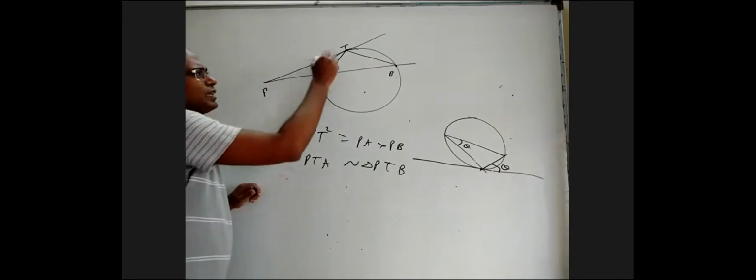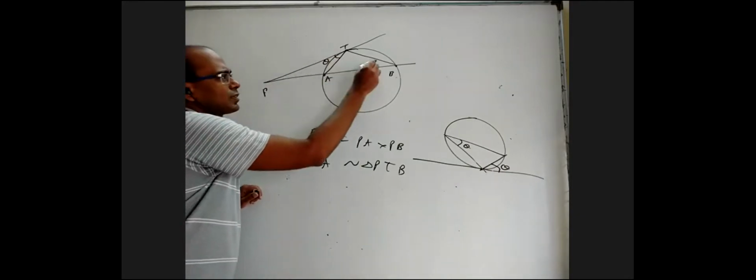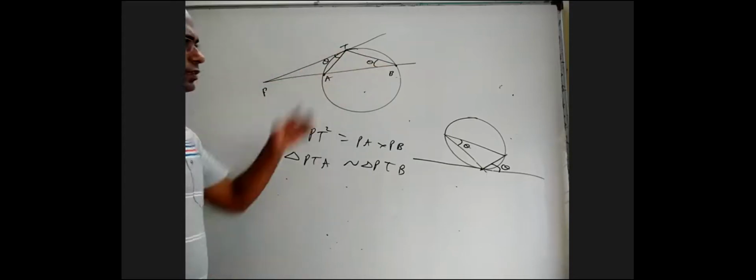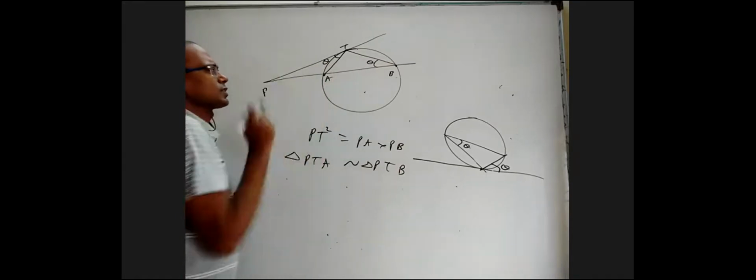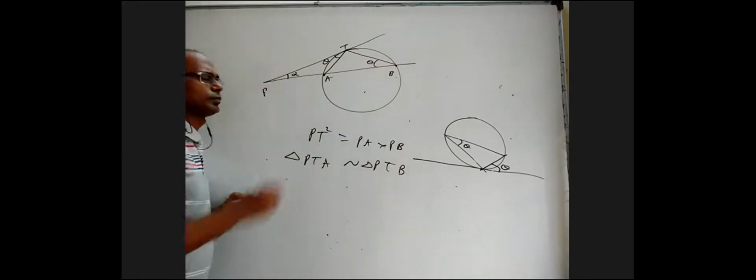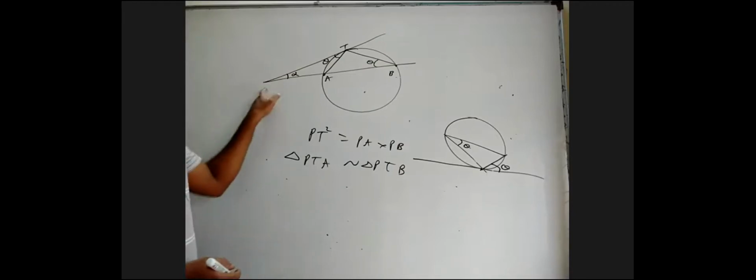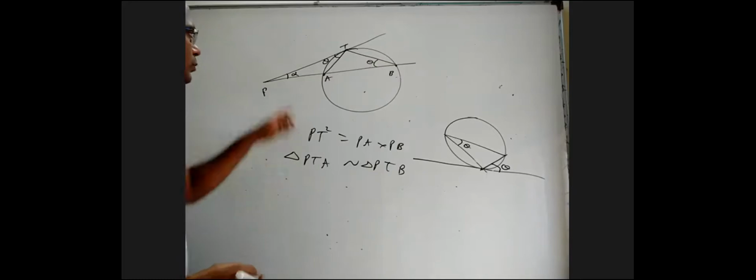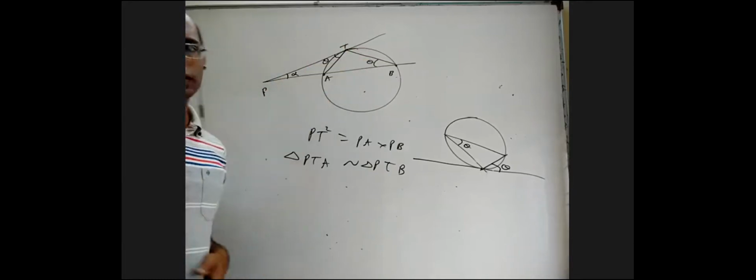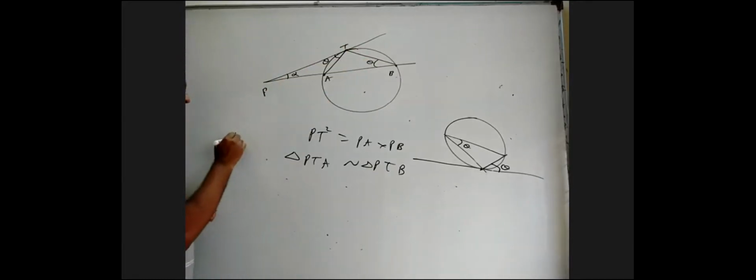In the same way, if this is theta, this should be theta. Between the tangent and chord, and how much the chord subtends in the other segment, like this, the reverse of this figure. This is theta, so this is theta. And this angle is alpha. So you can see triangle PTA is similar to triangle PTB by AA similarity. Both have a common angle and two angles are equal. So this is by AA similarity.